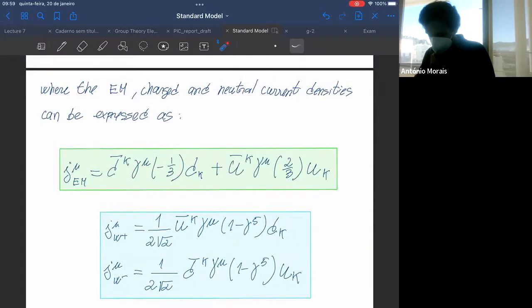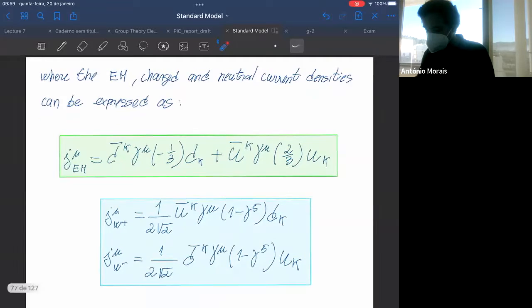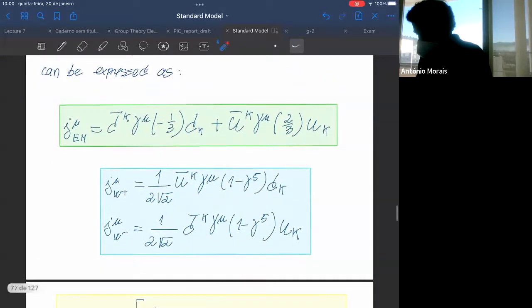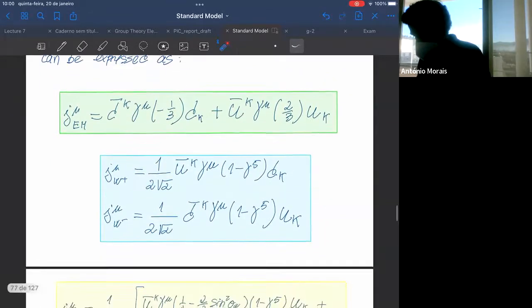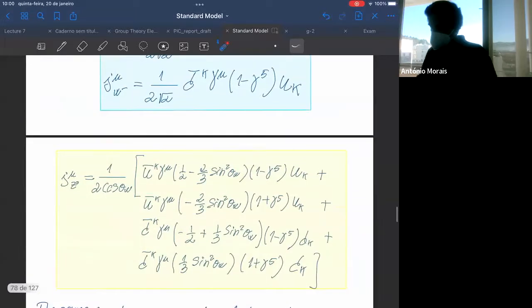Also, we have for the weak currents. They look the same, and this is only a left projector that you have here. These two are coming from the definition of the chirality projection. And so there is nothing special to say, you just say that they look the same. And here, this is the Z, so the neutral currents.